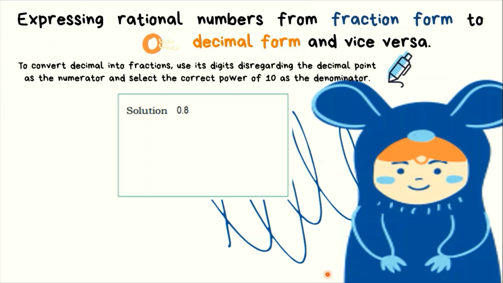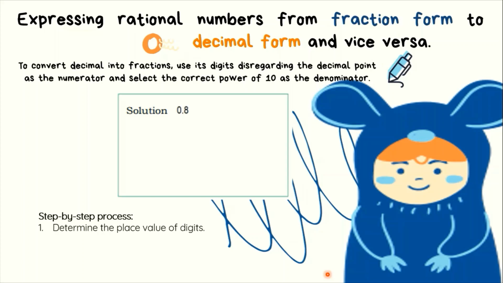Ang basic rule natin ay to convert decimal into fractions, use its digits, disregarding the decimal point as the numerator, and select the correct power of 10 as the denominator. Kapag tayo ay magko-convert ng decimal into fractions, napaka-importante na alam natin yung decimal place ng decimal number. Ito ang kanyang step-by-step na process.